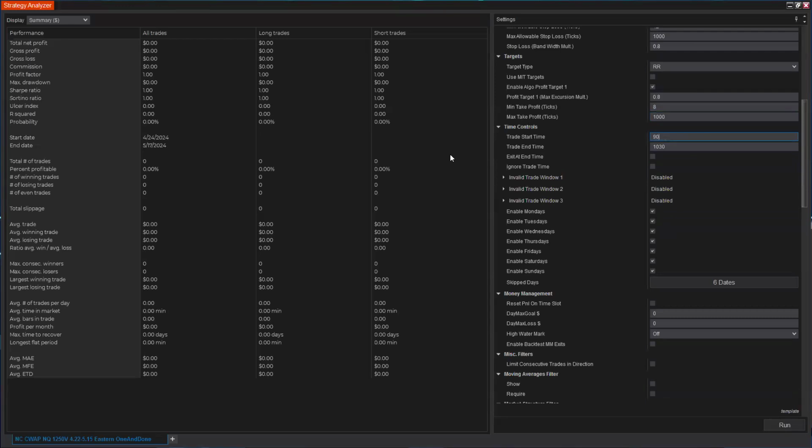Start time 9:05 because of the pit open on crude. We want to give ourselves a little bit of time. The other thing you could do too is you could start really wide with the times and then narrow it in. So we'll do that to start. We'll go 3 to 3.